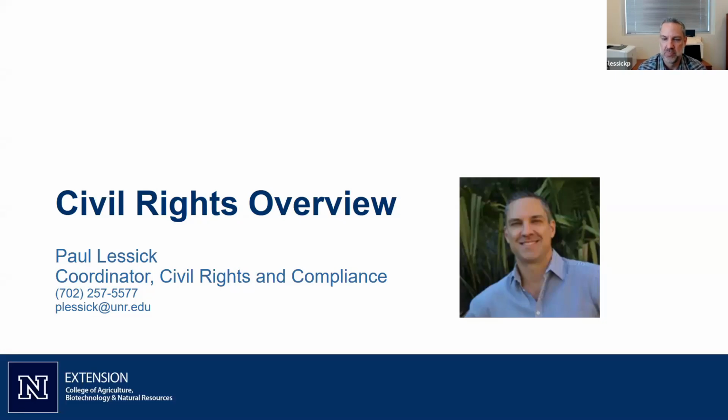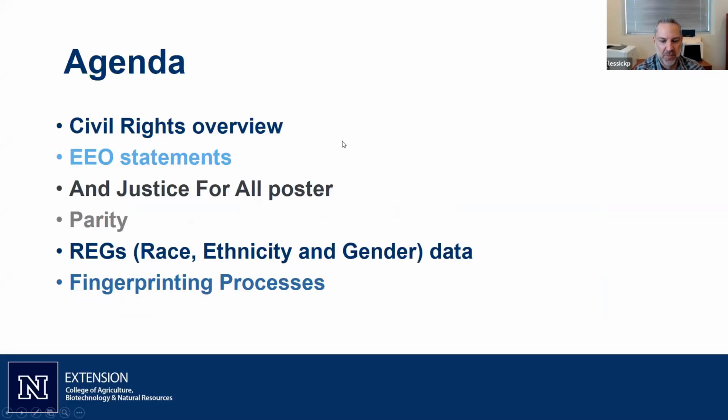As Shannon mentioned, we'll be going through some information. Here's our agenda. We're going to have a civil rights overview. We'll look at EEO statements. We'll talk about the And Justice for All poster. We'll talk about parity. We'll talk about the regs, which is race, ethnicity, and gender, and data collection, and then we'll talk about the fingerprinting. When I get to the end of each section, go ahead and use the chat box for any questions. Hopefully it's pretty comprehensive, where if you have a question at the start of the presentation, I will cover it in the slides.